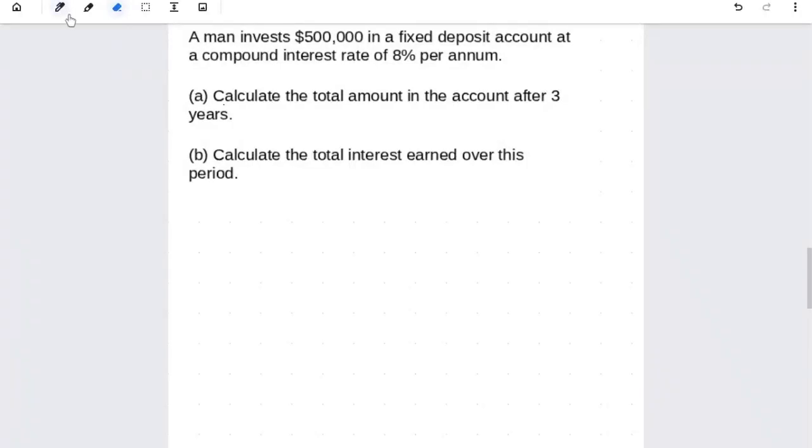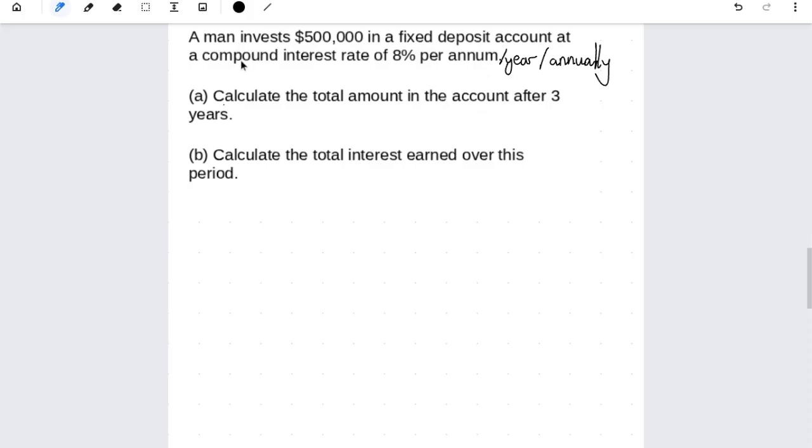Alright, that answers this question on compound interest. Now we have a man invests $500,000 in a fixed deposit account at a compound interest rate of 8% per annum, or you can say per year or annually, whichever word you want to use. Okay, so 8% per annum. Calculate the total amount in the account after 3 years.